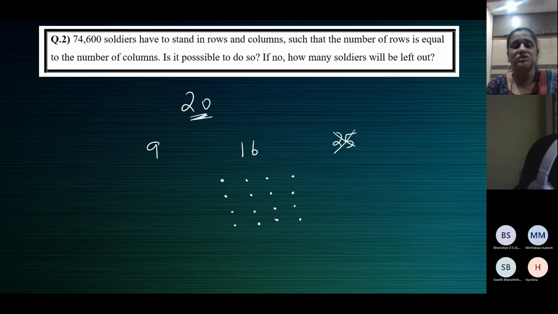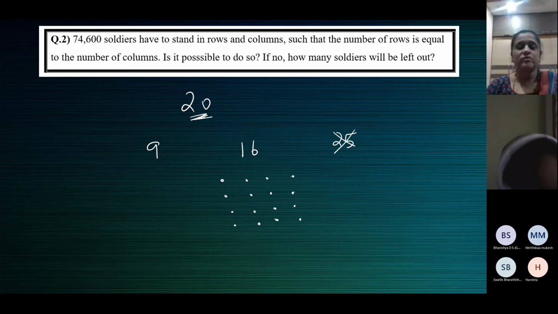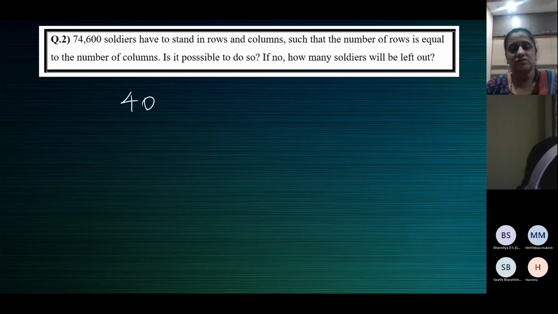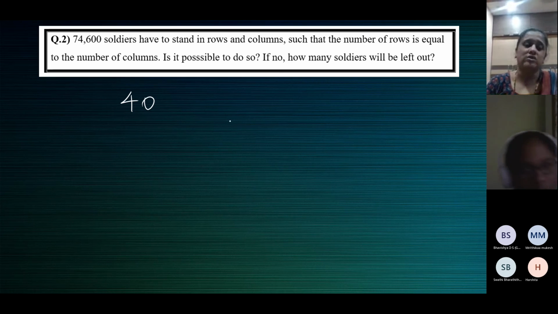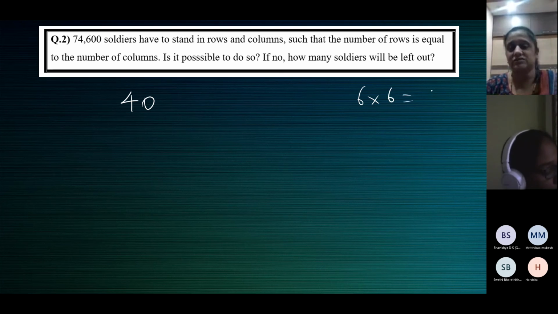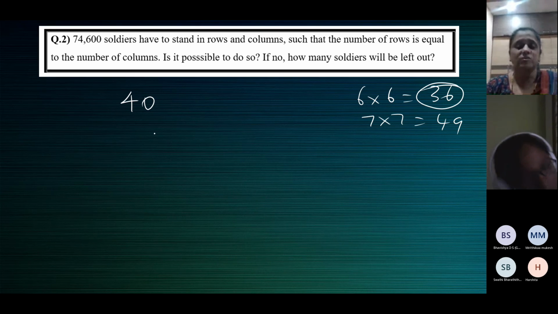So this is the situation in the given question, just that the number is large. Supposing there are 40 soldiers. You need to arrange 40 soldiers in equal number of rows and columns. 6 sixes are 36. 7 sevens are 49. So you have to use 6 rows and 6 columns.